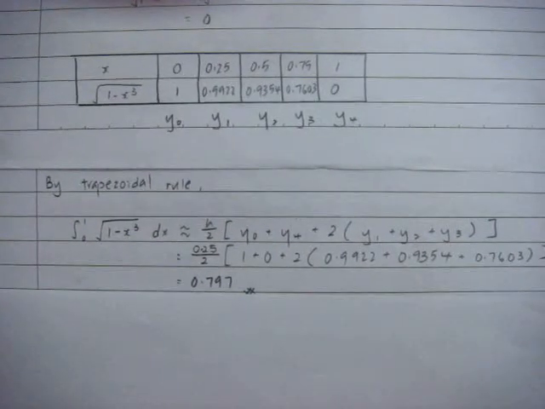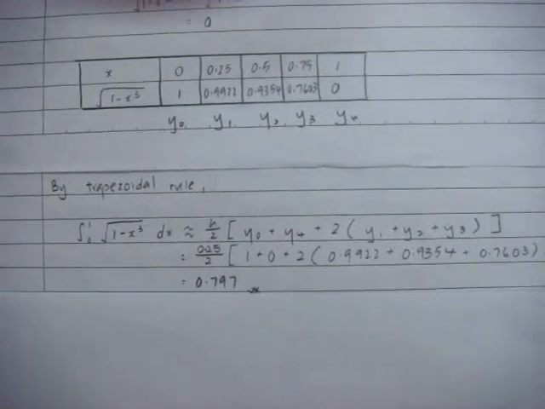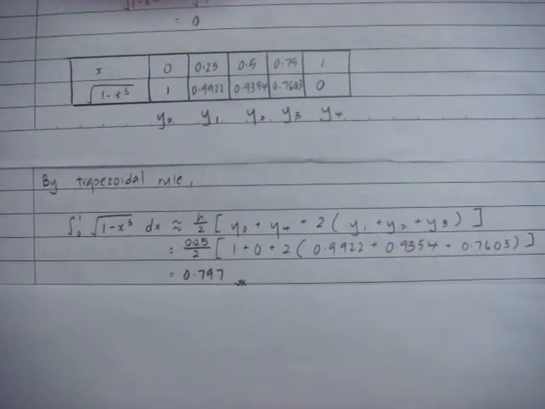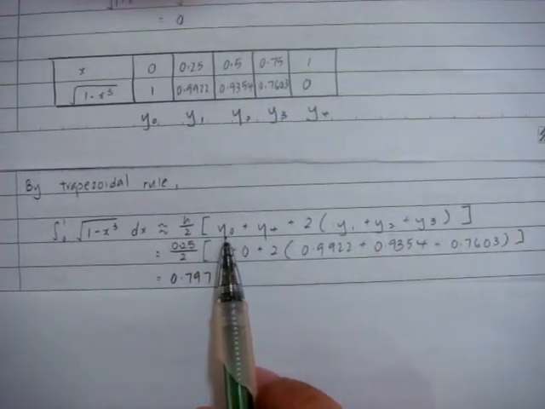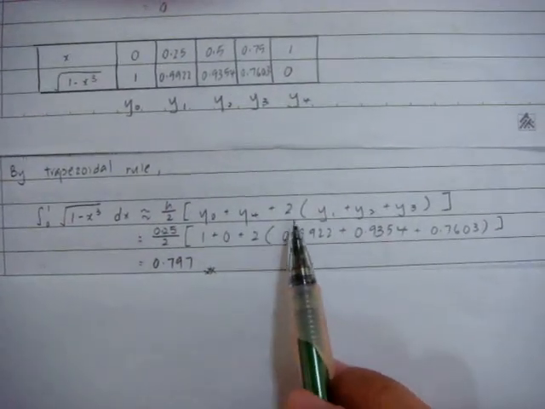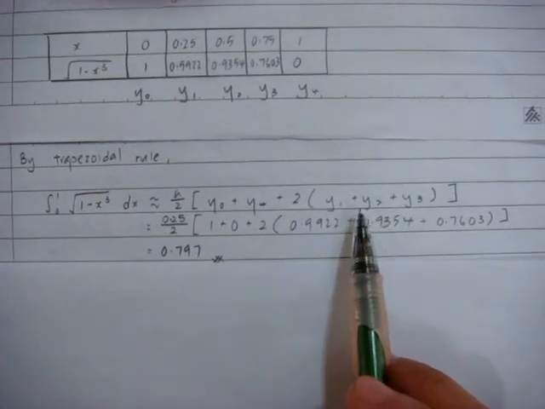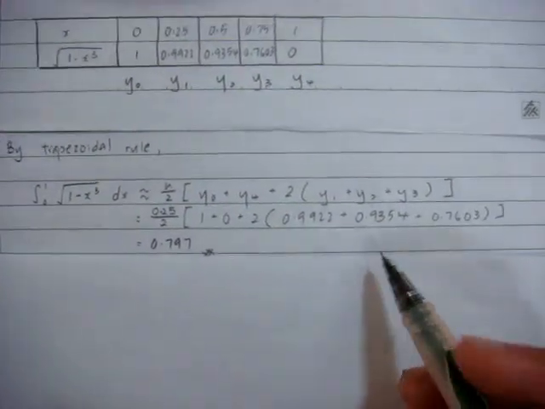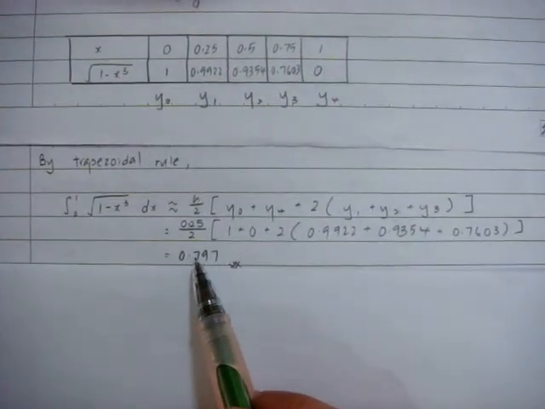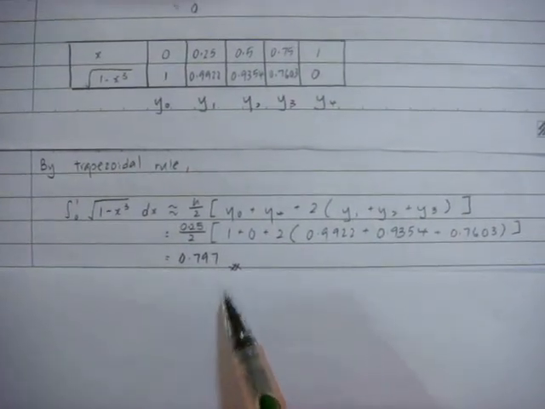Lastly, by using the trapezoidal rule, the integral of the square root of (1 minus x cubed) from 0 to 1 is equal to h over 2 times [y0 plus y4 plus 2 times (y1 plus y2 plus y3)], and we get 0.797 as the answer.